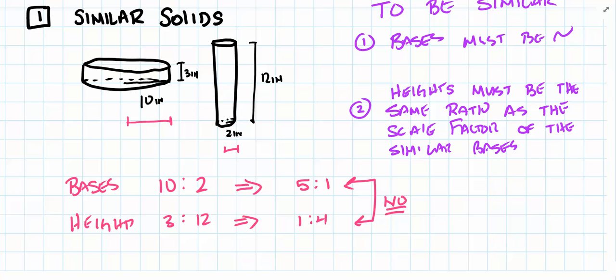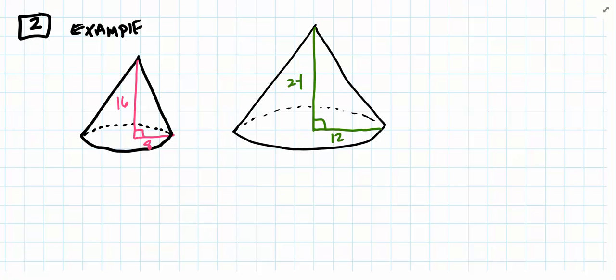Okay, let's take a look at these. You're given two cones here. We're trying to determine if these solid cones are similar. So the first thing we have to check is, are the bases similar? Yes, because all circles have the same shape. So yes, the first thing is part.